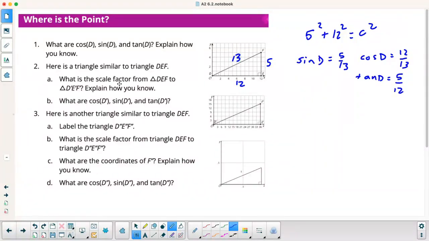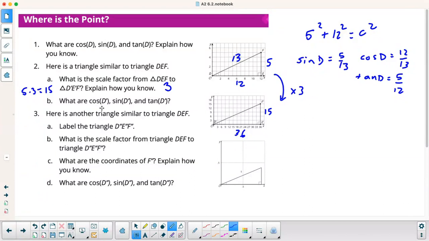All right, here's a triangle similar to triangle DEF. What is the scale factor from triangle DEF to D prime, E prime, F prime? So just find a corresponding side. So like if I look here, this side here was 5. This side here looks like it's 15. This is 36. So you can clearly see that to go from here to there, we had to times it by 3. So scale factor is 3. And you could just say 5 times 3 gets me to 15.